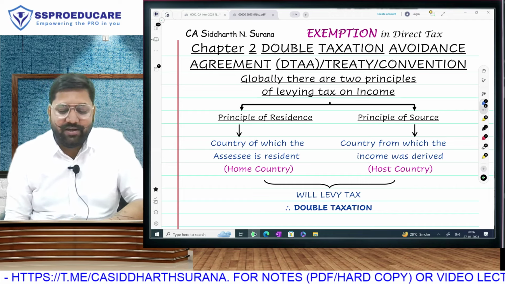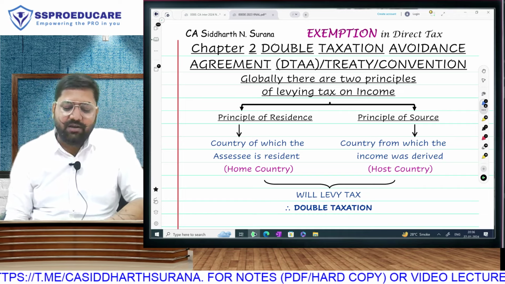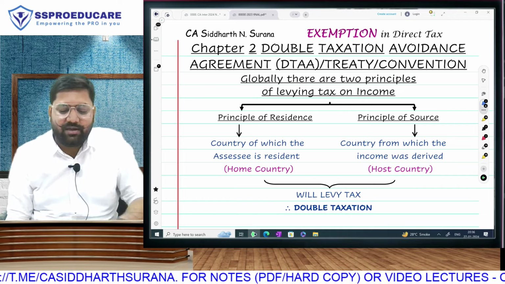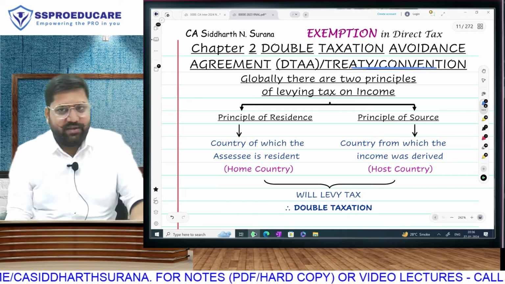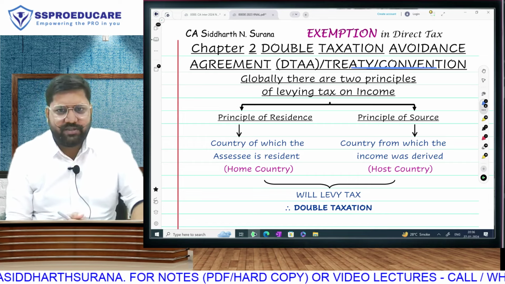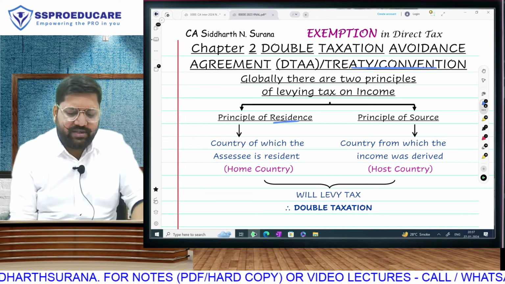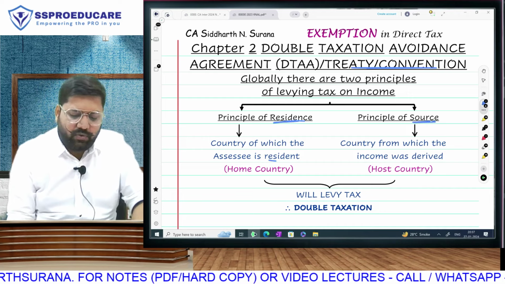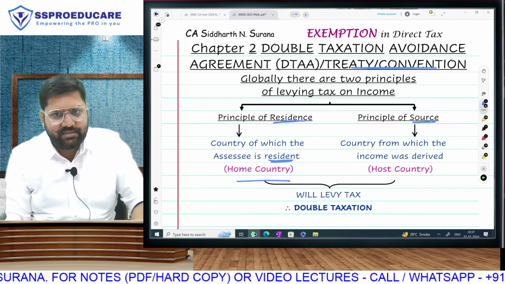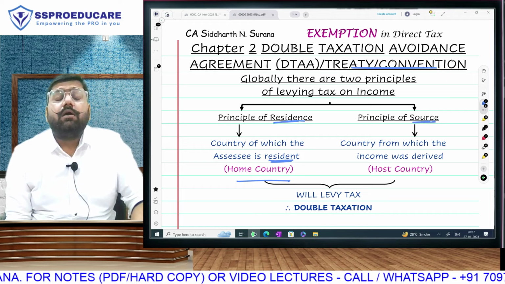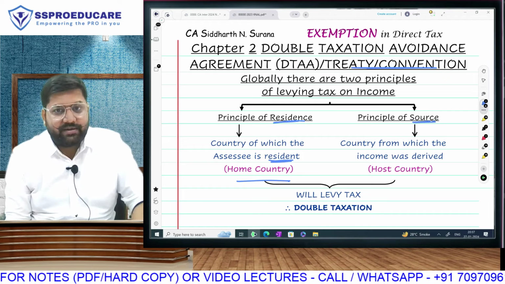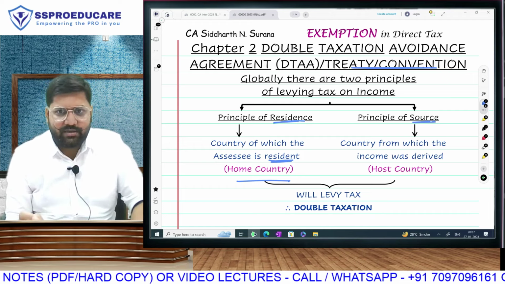Okay? So ladies and gentlemen, we go to the second chapter, double taxation avoidance agreement. Agreements are also known as treaty and convention. Very, very important. Globally, there are two principles of levy of tax: principle of residence and principle of source. If you are a resident of any country, that country will be your home country, and you will be paying tax in the country of residence on your global income, world income.